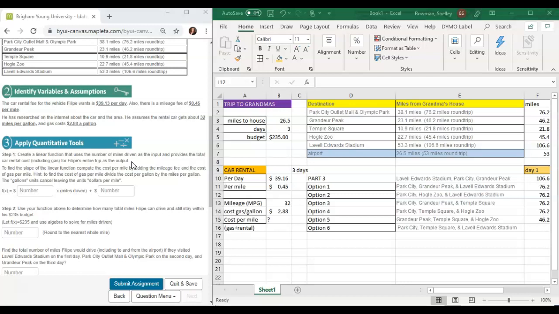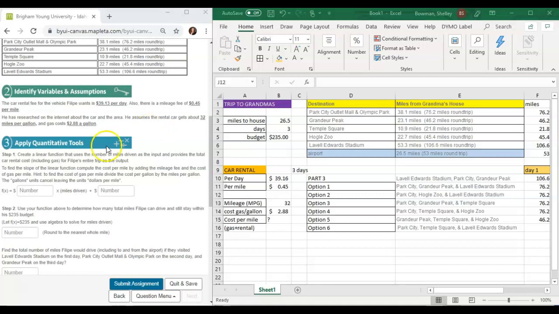Step number 3. Create a linear function that uses the number of miles driven as the input and provides the total car rental cost, including gas, for Philippe's entire trip as the output. To find the slope of the linear function, compute the cost per mile by adding the mileage fee and cost of gas per mile. Hint: to find the cost of gas per mile, divide the cost per gallon by the miles per gallon. The gallons unit cancel, leaving the units dollar per mile. And that's what we'll do first.